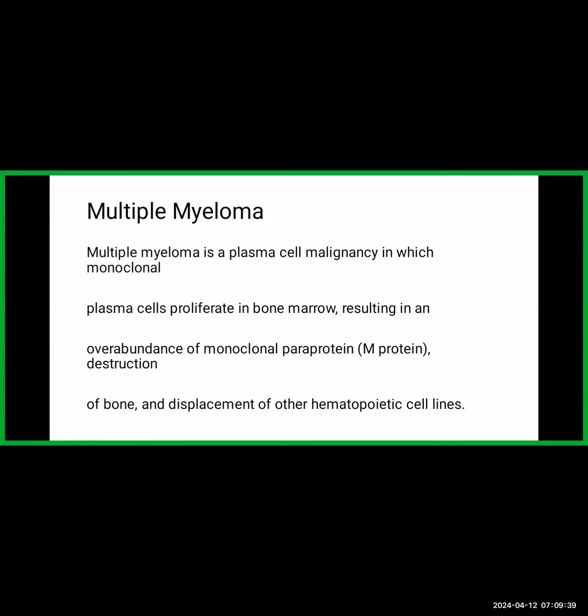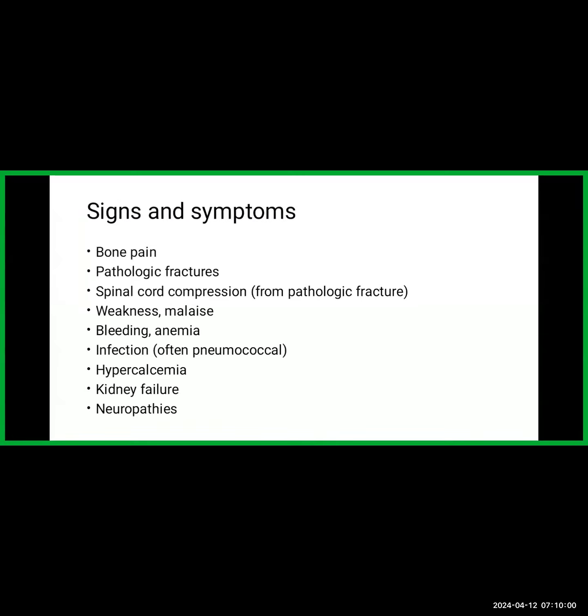I would like to talk briefly on multiple myeloma. It's a plasma cell malignancy in which monoclonal plasma cells proliferate in the bone marrow, resulting in an overabundance of monoclonal paraprotein, destruction of bone, and displacement of other hematopoietic cell lines. The signs and symptoms will include bone pain, pathologic fractures, spinal cord compression, weakness, malaise, bleeding, anemia, infection, hypercalcemia, kidney failure, neuropathies.